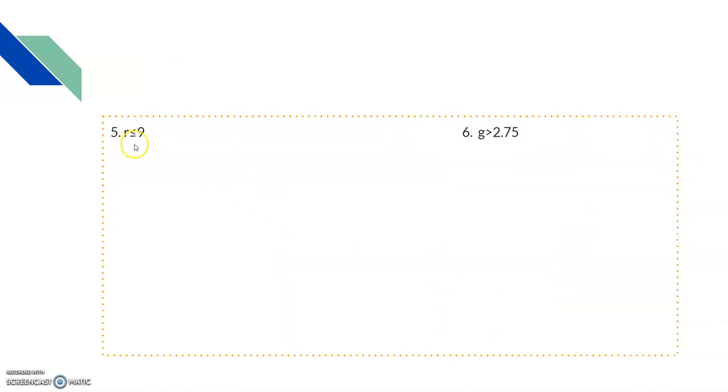For number 5, we have r is no more than 9. And I drew these number lines myself because I figured it would give a much clearer vision. So we have 9 here and there's the line here and it's also a solution. So it is going to be a closed circle and it's facing this side, so it's going to go this side.